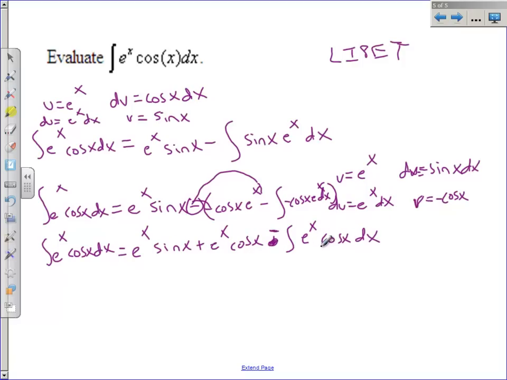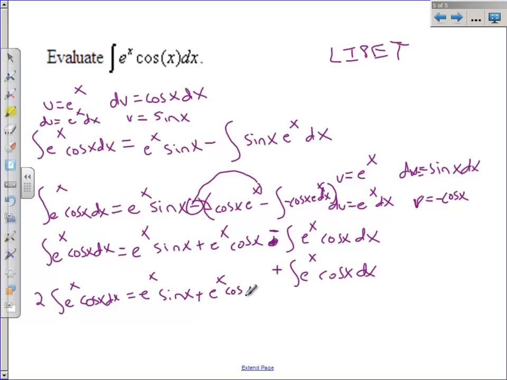This is a true statement, which means that I can add and subtract both sides. So I'm going to add this integral to both sides. So if I add the integral of e to the x cosine x to both sides, I'm going to get 2 times the integral of e to the x cosine x dx equals e to the x sine x plus e to the x cosine x. So if 2 of those is equal to that, my answer is all of this divided by 2. Oh, plus c.